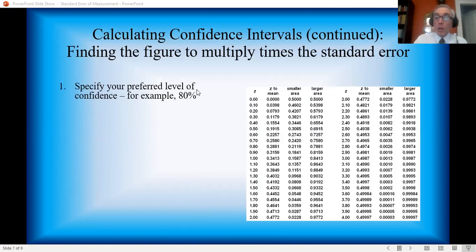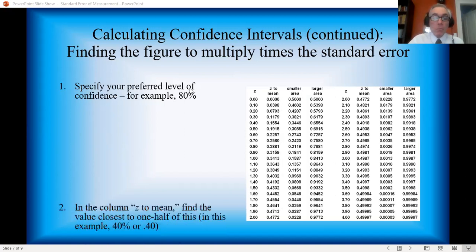So you have the table in front of you. You have decided how confident you want to be here. So let's say you say, I want to be 80% sure, 4-to-1 odds that the true score falls within the range I'm specifying. Okay, that was your decision.